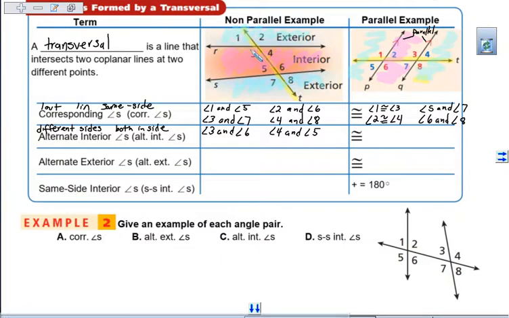Now notice that these angles are using all 3 of those lines. And on this one, I've got a way that you can figure out if it's an alternate interior angle. If you trace your angles, it makes something that looks like a Z.